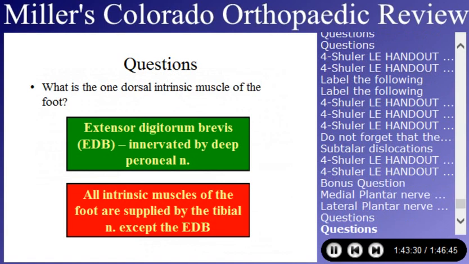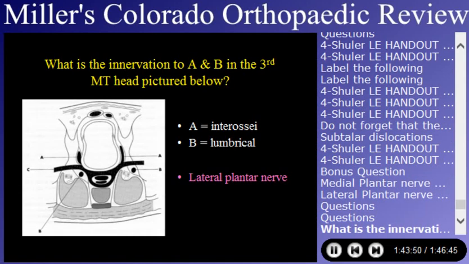What is the one dorsal intrinsic muscle of the foot? Intrinsic muscle that is dorsally located. Did you get it? EDB? Deep peroneal nerve innervated. All intrinsic muscles of the foot are supplied by the tibial nerve except that muscle. That's why it's important to know. Deep peroneal. Do not forget the innervation pattern to the interossei, which are labeled A. The B are the lumbricals, and the way they are innervated is by the lateral plantar nerve.